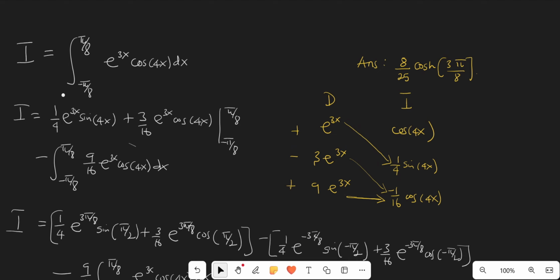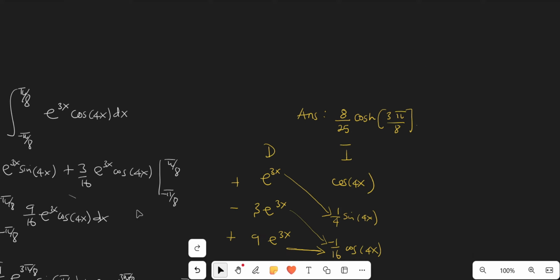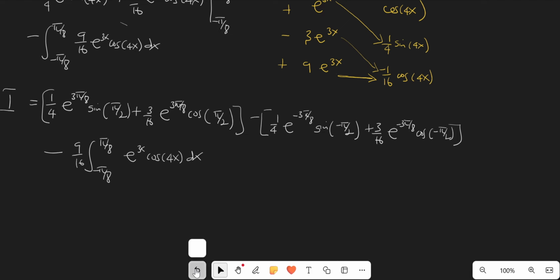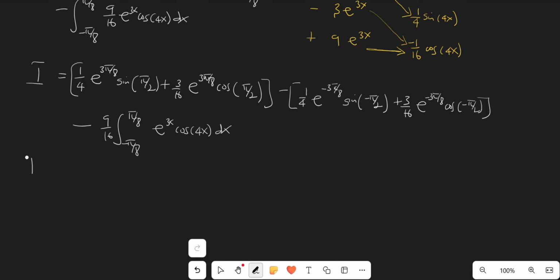But you have to know that this one is I. The integral from negative pi over 8 to positive pi over 8 of e to the 3x cosine of 4x dx is I. So this integral is equal to I, right? So now let's evaluate the limits. This is going to be sine pi over 2, that's sine 90. Sine 90 is 1. That is 1 over 4 e to the 3 pi over 8 times 1, plus, this is cosine of pi over 2. Cosine of 90 is 0.